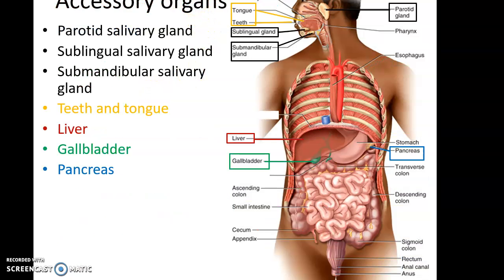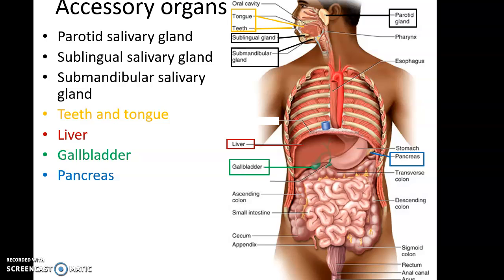The accessory structures that are very important include the teeth, the tongue, parotid salivary glands, sublingual salivary glands, submandibular salivary glands, the liver, the gallbladder, and behind the stomach is the pancreas.